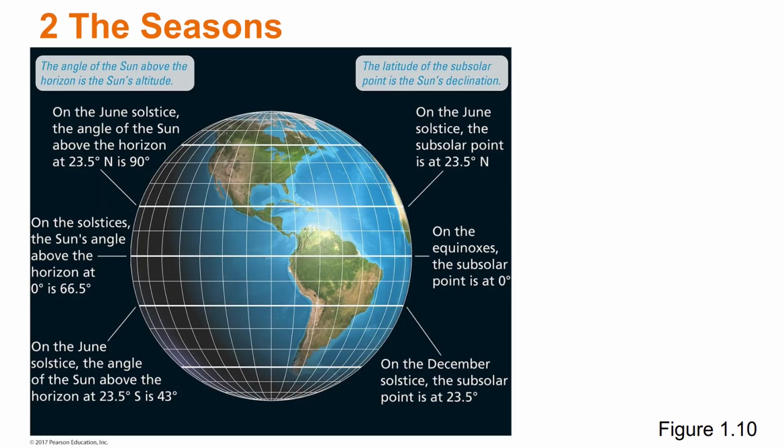So here we've got a diagram of Earth with some of the locations of the subsolar point. On the equinoxes, the subsolar point is at the equator. This is all review. We just looked at this in the videos, but I like to repeat things. On the June solstice, the subsolar point is the Tropic of Cancer. On the December solstice, the subsolar point is the Tropic of Capricorn. And on both the March and September equinoxes, the subsolar point is the equator.